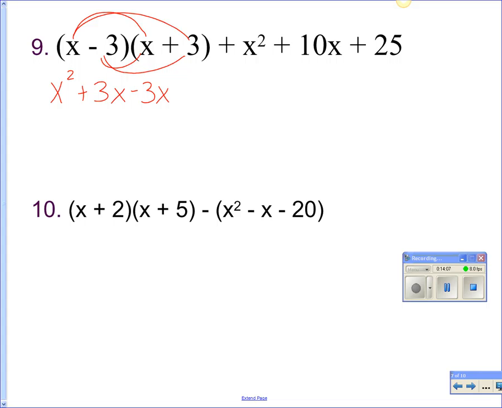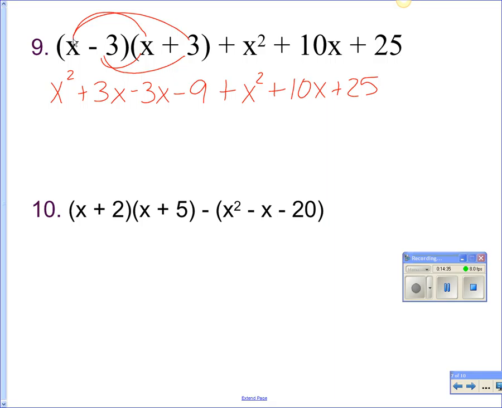Then what, Blake? Negative 9. Okay. All right, guys. Now I want you to drop this stuff down. Plus x squared plus 10x plus 25. Just drop it down. Okay? Drop that stuff down. So, what you're doing next is the same thing we did before. Combine like terms. We just have to combine a little bit more than we did before. Okay? What gets combined with x squared? X squared. So, what's x squared plus x squared?